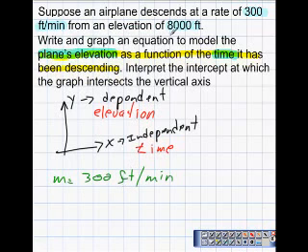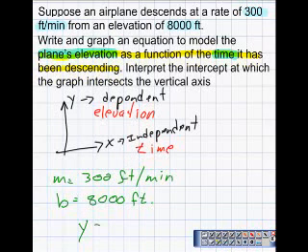This is our starting value, and in this case that's going to be our y-intercept. So to write our equation in slope-intercept form, y, the plane's elevation, is going to be equal to, now it's descending, so that's going to be a negative number indicating that it's going down, times the time, and we'll be expressing the time in minutes, plus 8,000 feet. Now that's our equation.